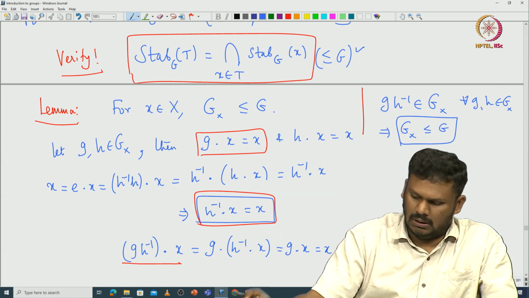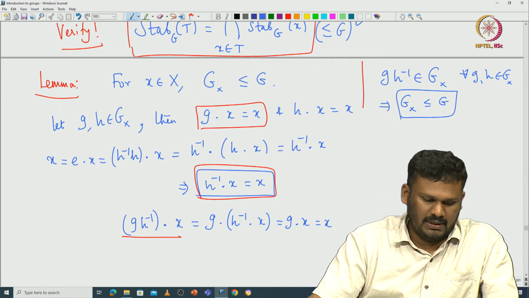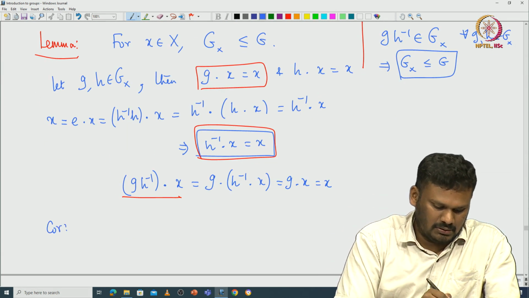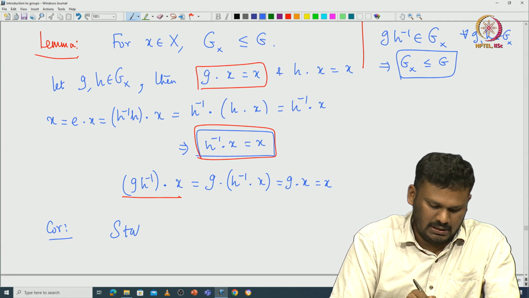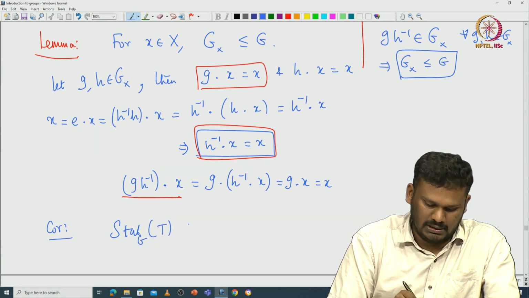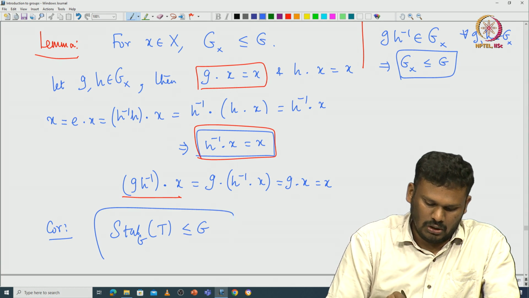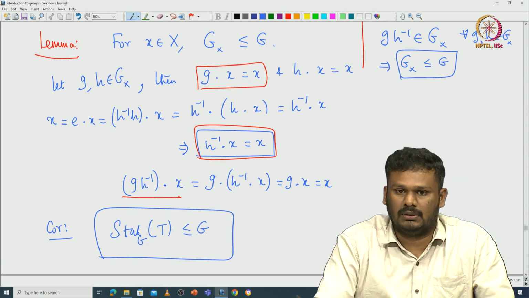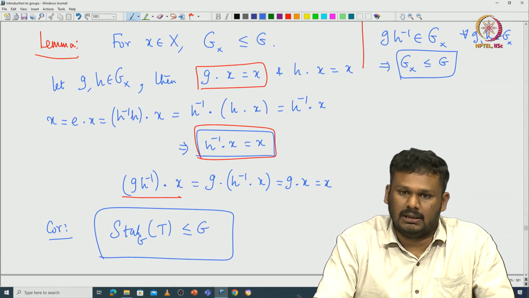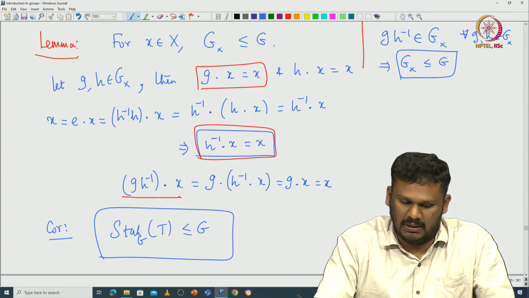Okay. So now from this, an immediate corollary is that the stabilizer of any subset is indeed a subgroup of G. Note that these are all just subgroups. Okay. So we can't say anything about the normality property.